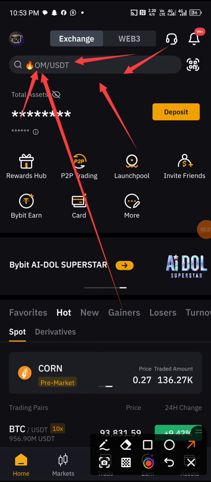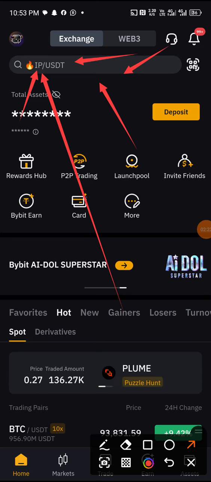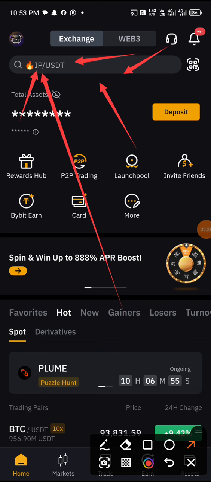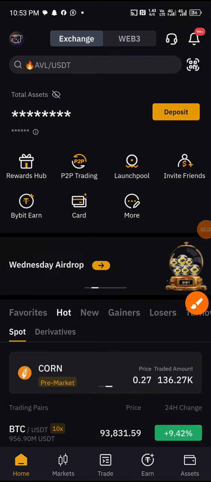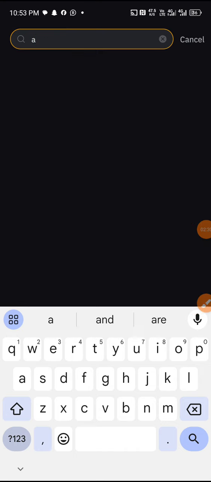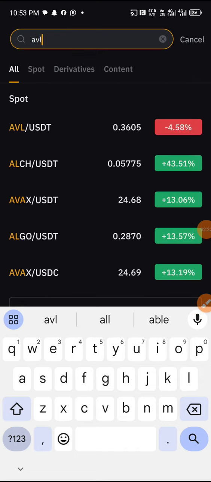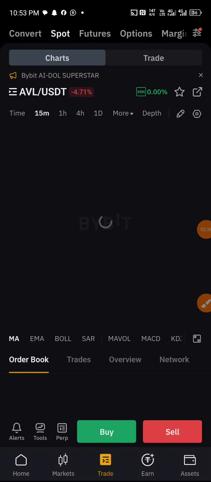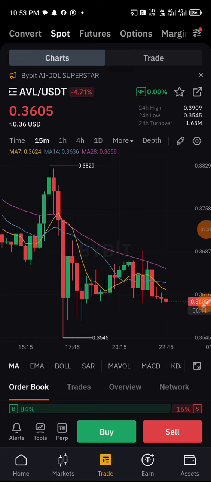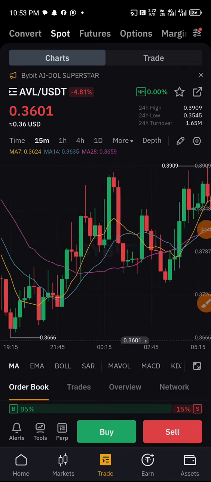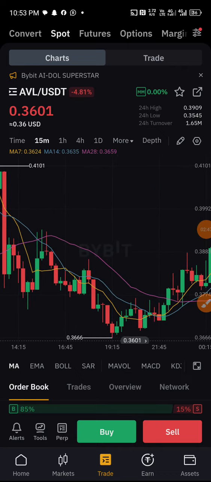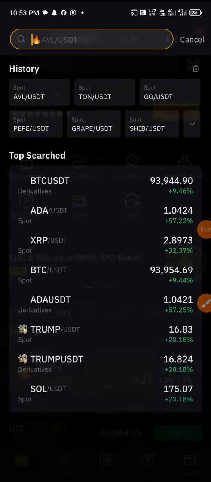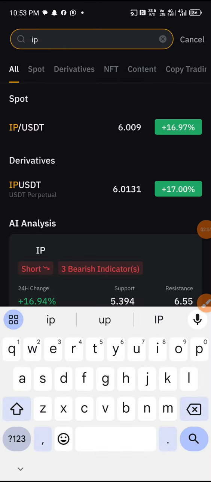Okay, it's a sign that the coin is doing what? The coin is doing well in the market. So what do you have to do? All you just need to do is to come to this place and search for AVL. If you search for AVL here, clicking on AVL, you can see how this AVL has been doing. That's been doing well, and it will keep doing well.